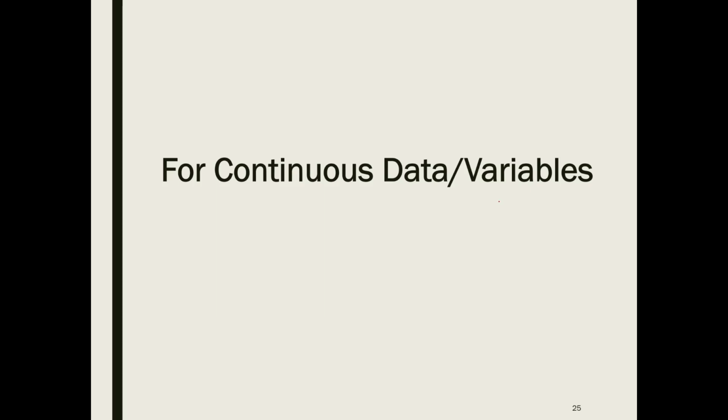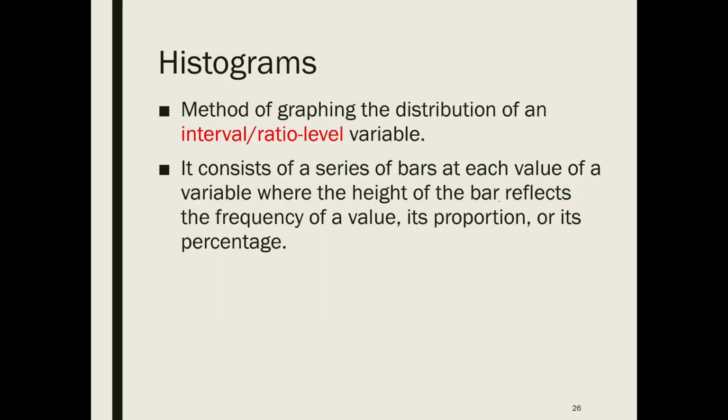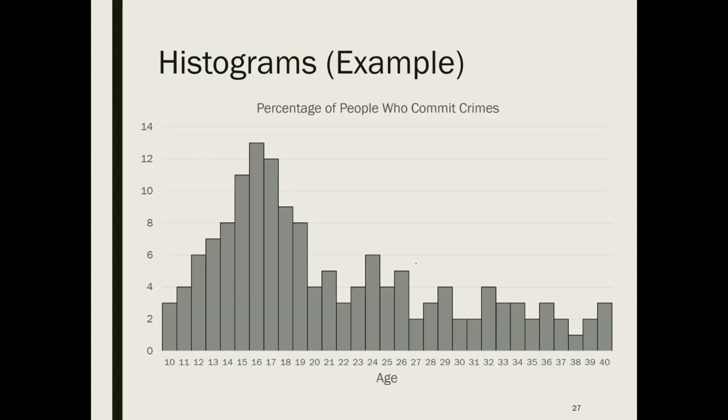So for the continuous data variables, most likely we are going to talk about the interval and ratio variable based on our previous one. If you can use a ratio variable, then that's great. Okay, if you can collect data based on the ratio variable, that would be great. So you can see this is a histogram, right? You can see this is the percentage of people who commit crimes.